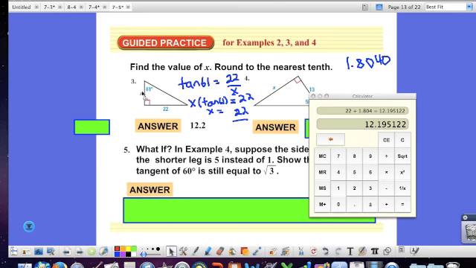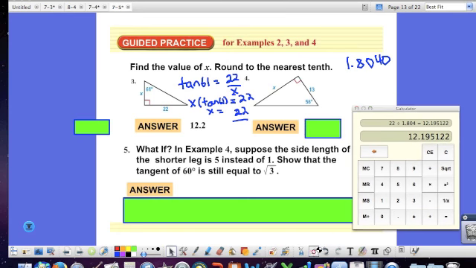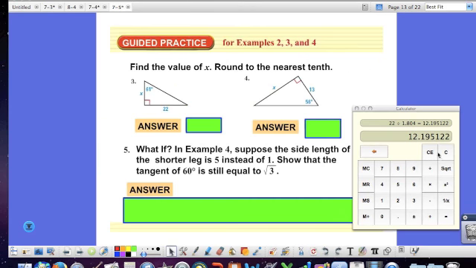so 22 divided by 1.8040 is 12.2. That gives me the length of that side. I may have said it at some point in these videos, but eventually we're going to be able to use these numbers. In the next lesson, we're going to learn about sine and cosine ratio so that we can find any missing length we want.